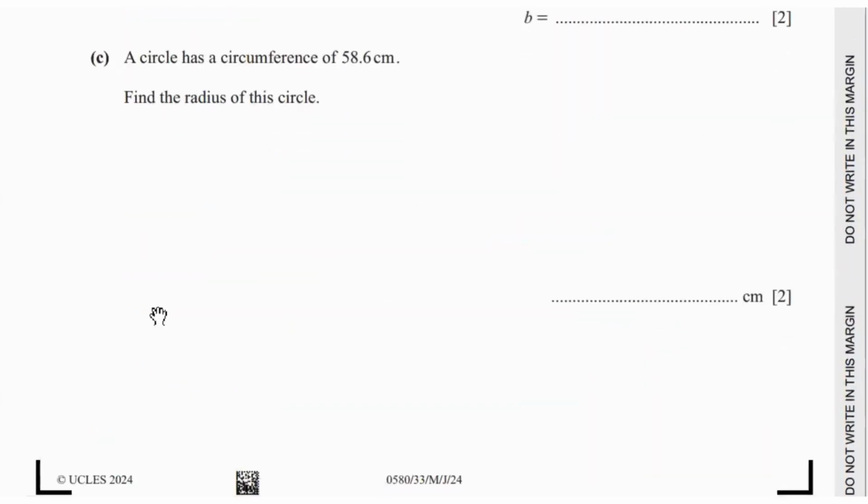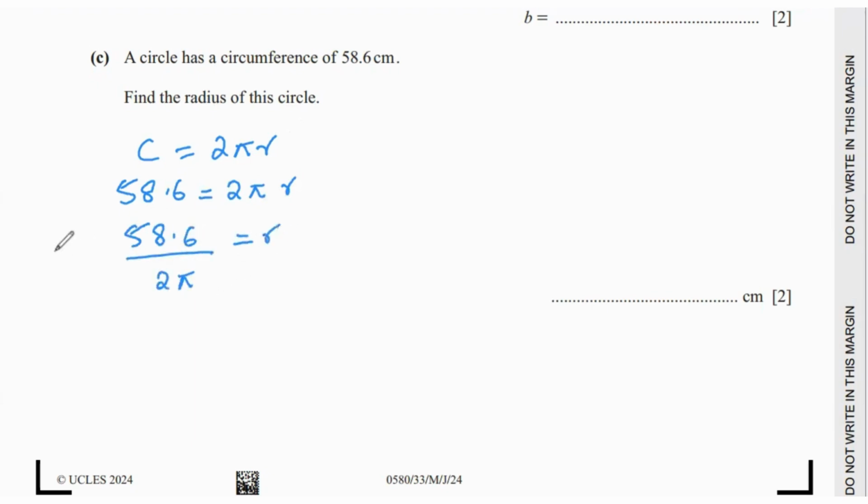Then it says a circle has a circumference of 58.6 centimeters. Find the radius of the circle. So circumference has the formula of 2 pi r. 58.6 equals 2 pi r. 58.6 divided by 2 pi. And that gives us the value of the radius, which is 9.33 centimeters.